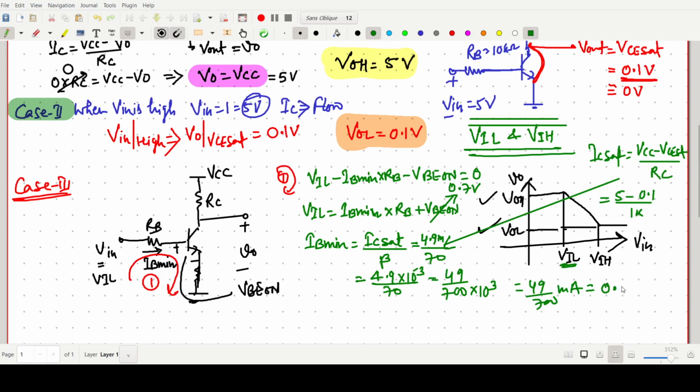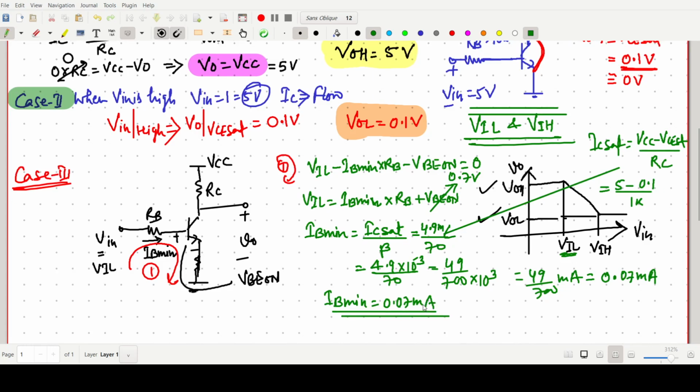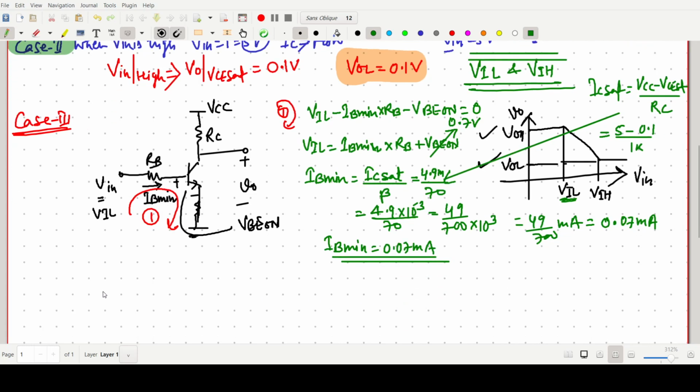it will come 0.07 milliampere. Simple calculation is there. So IB minimum will be 0.07 milliampere. So now we have the value of IB minimum, so we can write the value of VIL.